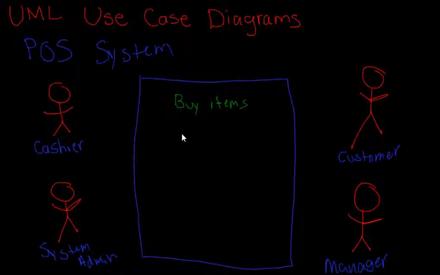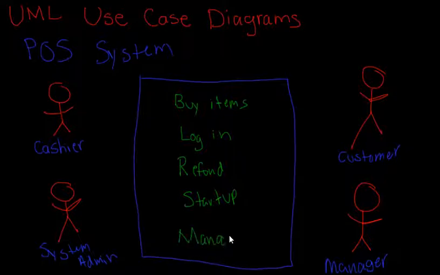And then we also want, of course, some way to log in. And then, what if something happens to the item? We want a way to refund money back to the customer. And then we also need someone to start up the store, start up the system, maybe start up the store for that day. And then we need one more to manage users. Now, of course, you can have more functions in a point of sale system than just these. These are just the basic ones that I thought of off the top of my head.